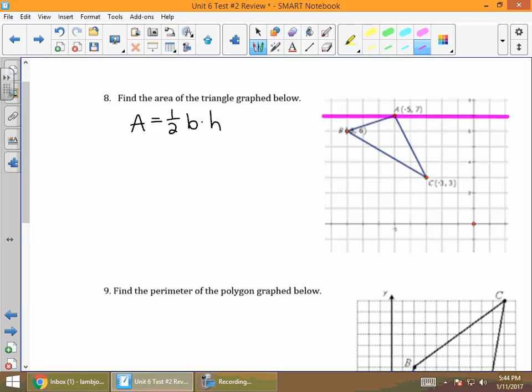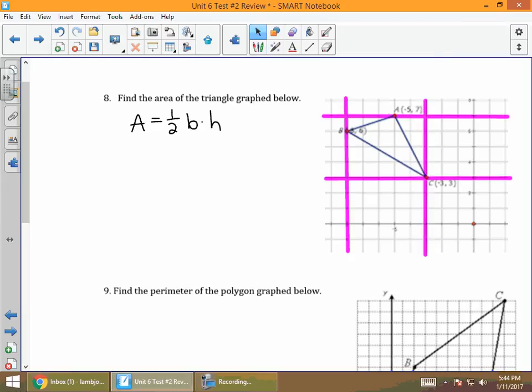It goes that high. How low does it go? It goes all the way down to point C. How far left does it go? It goes all the way over here to point B. And how far right does it go? It goes over here to point C. I like to build this little rectangle here. And this rectangle is going to be my base and my height.